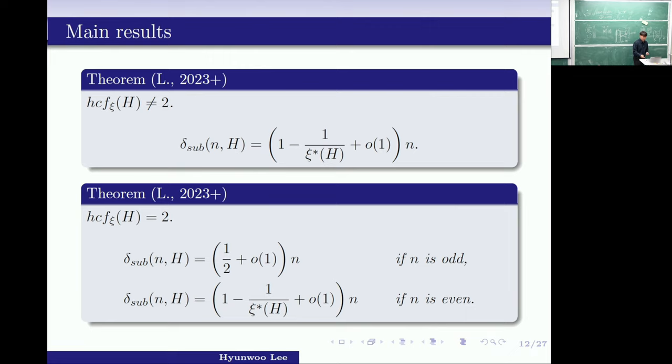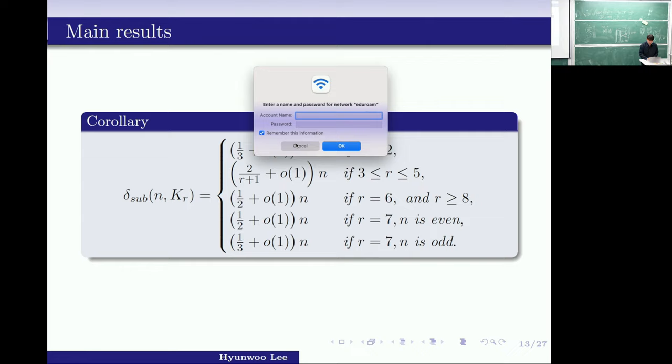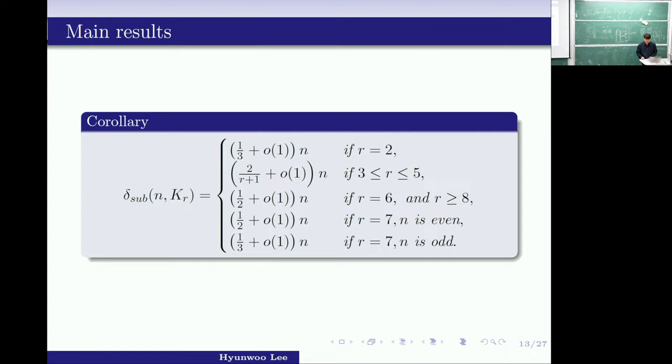One of our corollaries is for the threshold for cliques. When r is less than or equal to 5, then HCF psi K_r is exactly 1, and when r is 7, then HCF psi is 2. Since it is 2, we have to consider the parity of n. And when r is 6 or r is at least 8, then HCF psi K_r is at least 3. So we have this corollary.